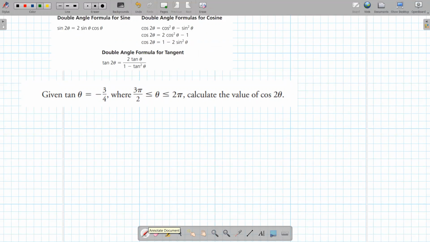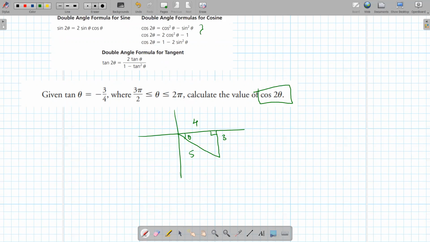Here, let me show you one of them. So again, it's pretty straightforward. We know this is in quadrant 4, yeah? So we're going to draw a triangle in quadrant 4, and tan is opposite over the adjacent, yeah? So that means hypotenuse must be 5, 3, 4, 5 Pythagorean triples. Now we're going to look at cos 2 theta. And this is the most annoying part. Cos 2 theta has 3 different formulas.